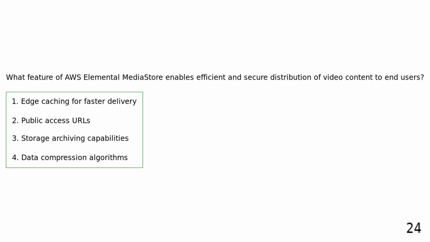What feature of AWS Elemental MediaStore enables efficient and secure distribution of video content to end users? Edge caching for faster delivery. Public access URLs. Storage archiving capabilities. Data compression algorithms. The feature of AWS Elemental MediaStore that enables efficient and secure distribution of video content to end users is edge caching for faster delivery, reducing latency, and improving access speed for viewers.